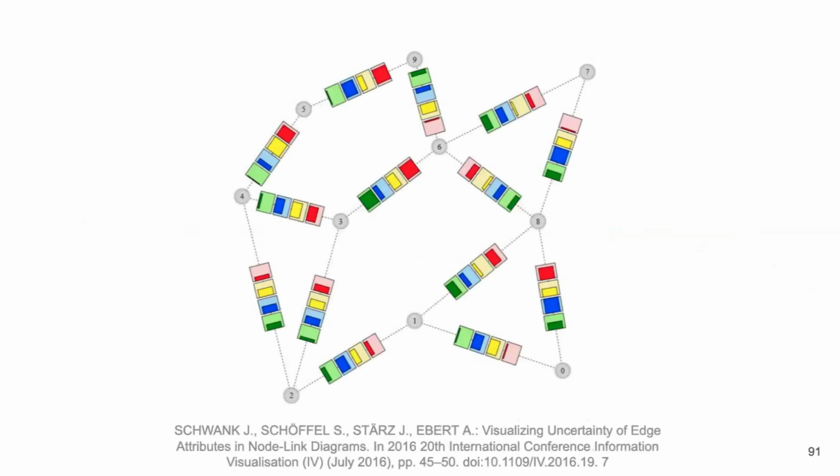Here, this is another interesting idea on representing values on edges. They have many different values. How can they encode them? They did kind of a series of bar charts on this.